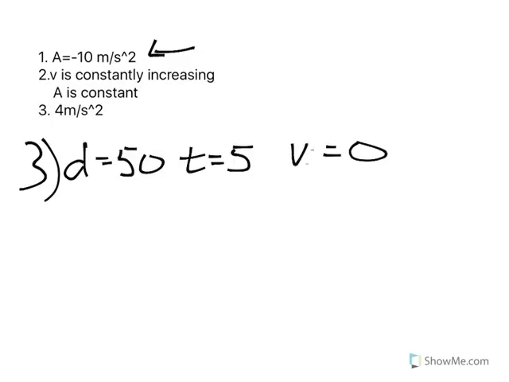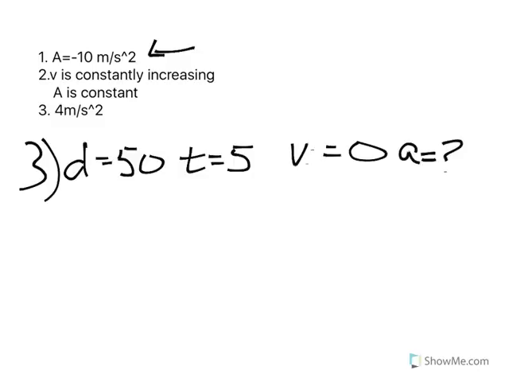Number 3, basically what you do on that one is you're looking for acceleration. So the thing you need to do is just pick a distance and a time. It doesn't matter which one. I picked 50 and 5. And then we're going to use a formula to find the acceleration.